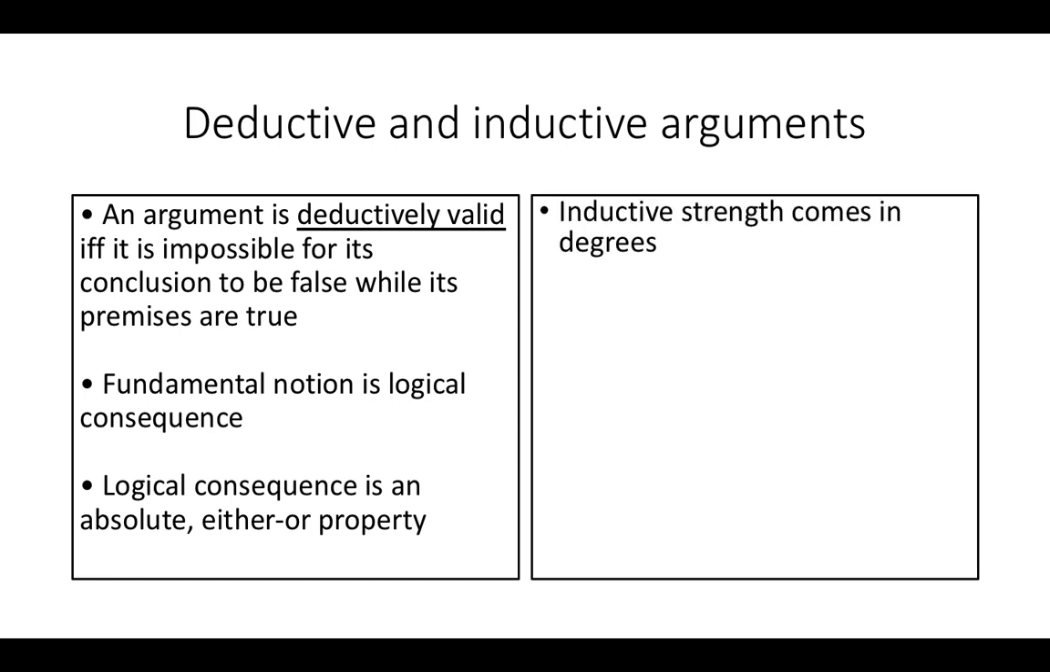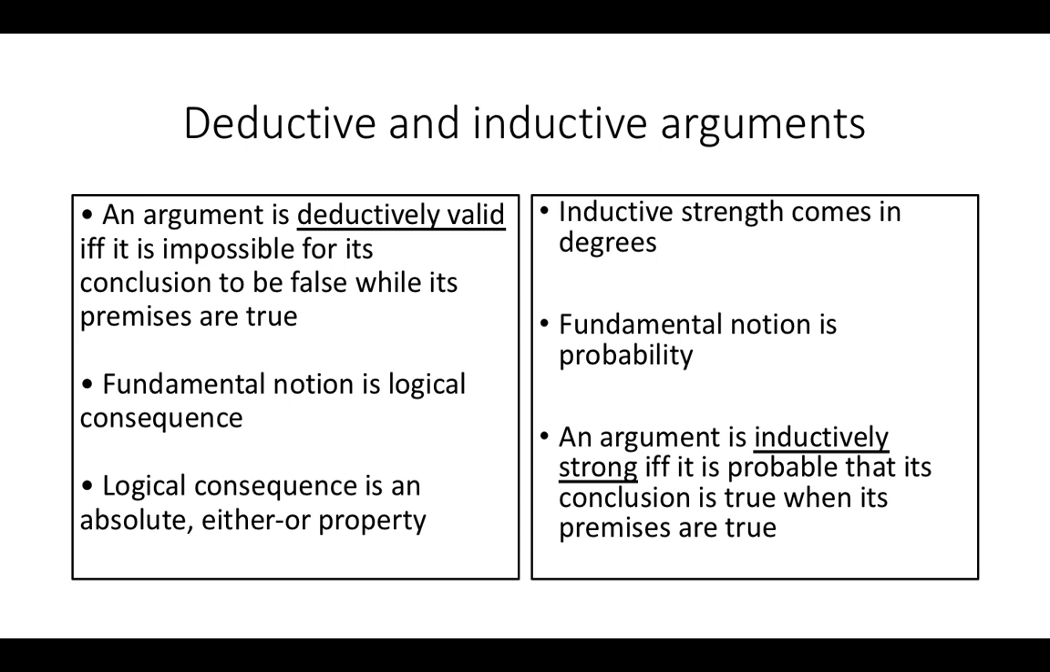But inductive arguments are not like this. Some are better than others. We talk about the strength of an inductive argument, and strength comes in degrees. It's the job of inductive logic to set out the standards that make the good arguments good and the bad arguments bad. In doing this, the fundamental concept that inductive logic uses is the concept of probability. Roughly speaking, an argument is inductively strong if and only if it's probable that its conclusion is true when its premises are true, and conversely, an argument is inductively weak when it's probable that its conclusion is false when its premises are true.